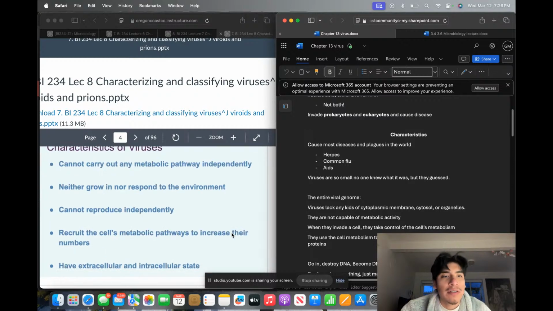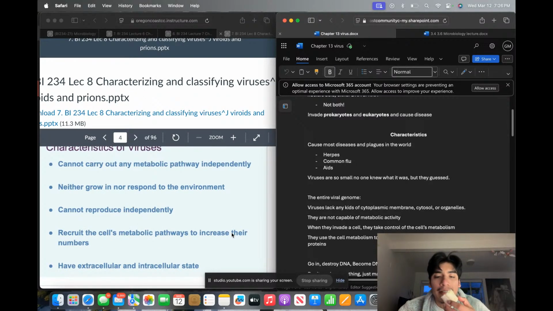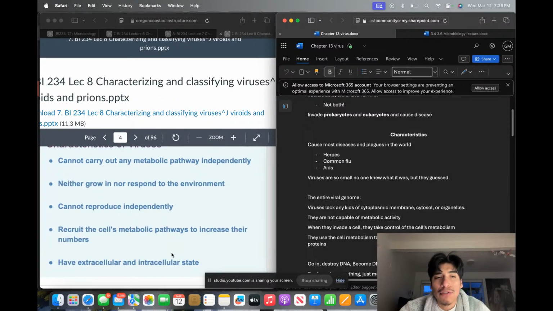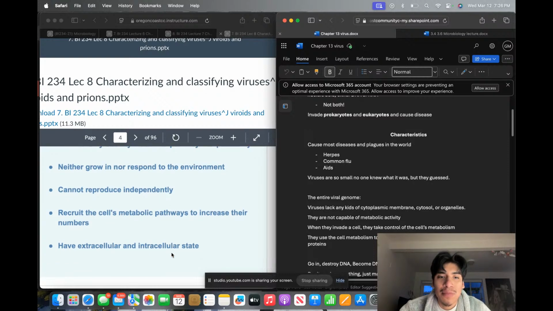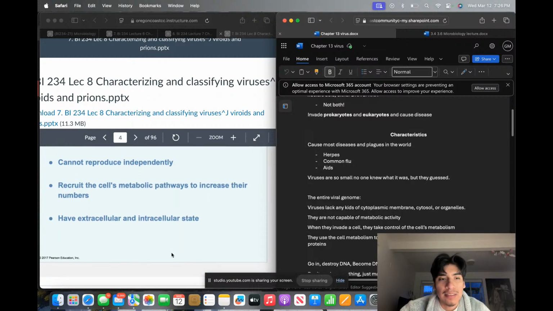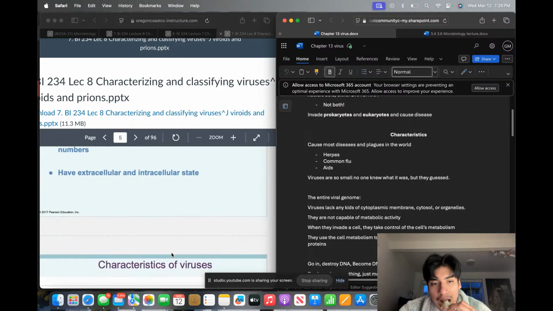Okay, so here are some characteristics. It cannot carry out any metabolic pathway independently. So when it's in an extracellular state, it can neither grow nor respond to the environment, and it cannot reproduce independently. It recruits the cell's metabolic pathways to increase its numbers, and here's what I just mentioned, viruses have an extracellular and intracellular state.